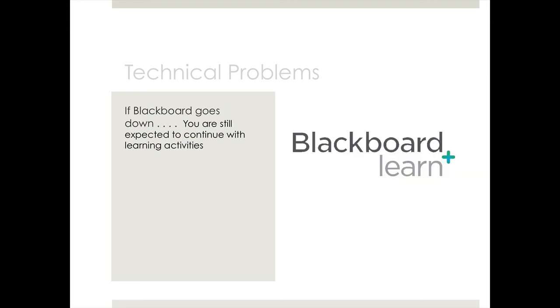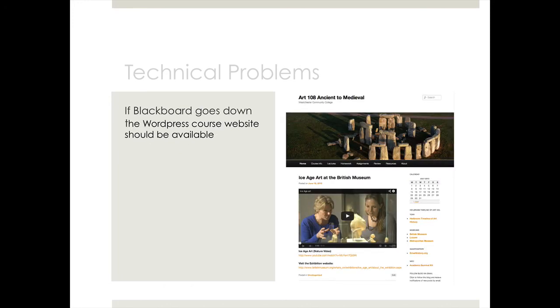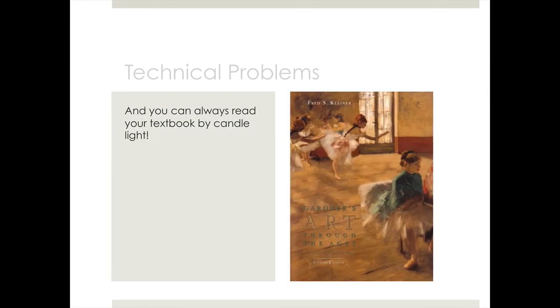And if Blackboard goes down, as has been happening in recent semesters, you're still expected to continue with learning activities. Blackboard frequently goes down, so remember that when Blackboard goes down, the WordPress course website is usually still available. And if all the lights go out, well, if you have the textbook, you can always read it by candlelight.